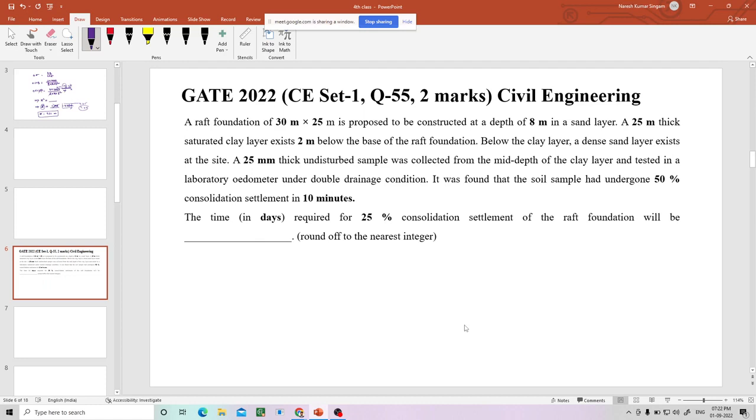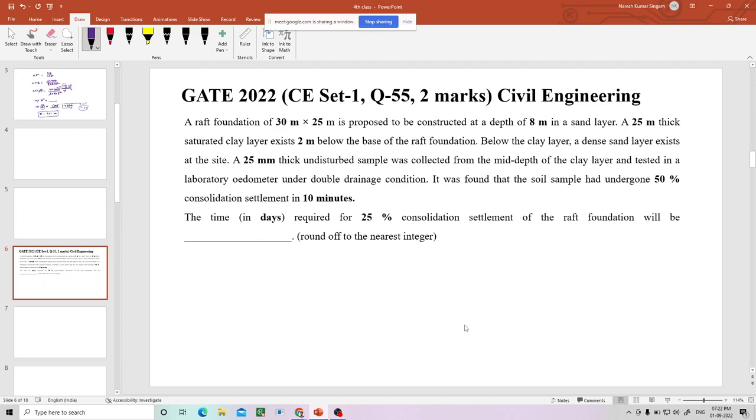So the question is, just let me take 2 seconds. Yeah, the question is about the raft foundation.